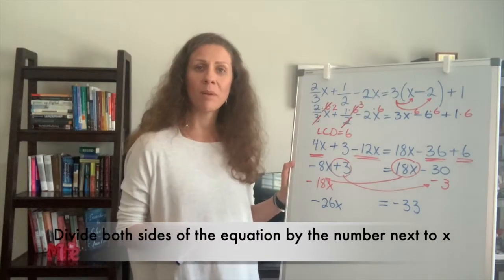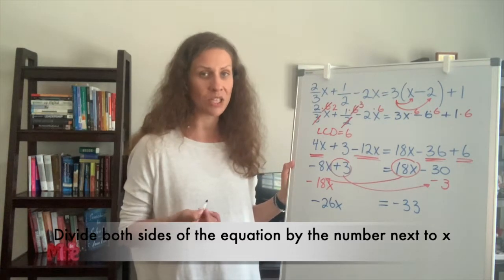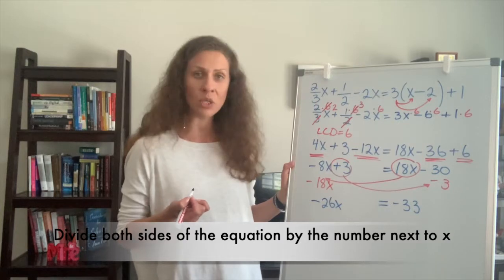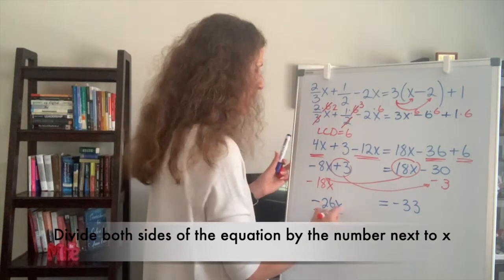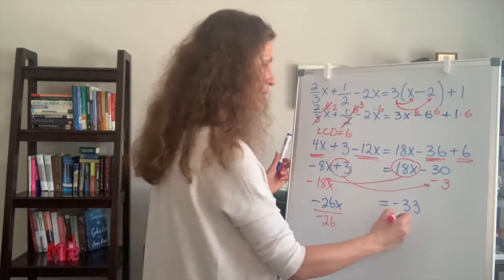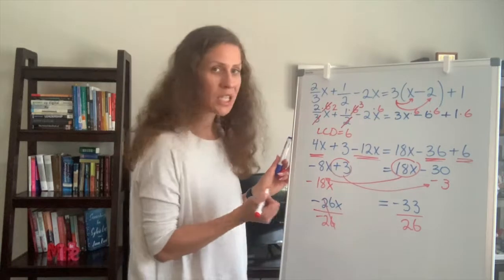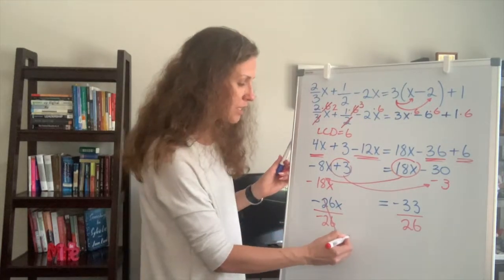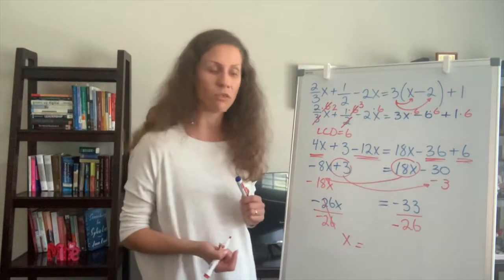Final step, step number 5, asks us to divide by the number that's next to x. The number that's next to x is negative 26. I will divide both sides by negative 26. So here on the left, 26 is canceled, and on the left is x. And on the right, I have my negative 33 divided by negative 26.